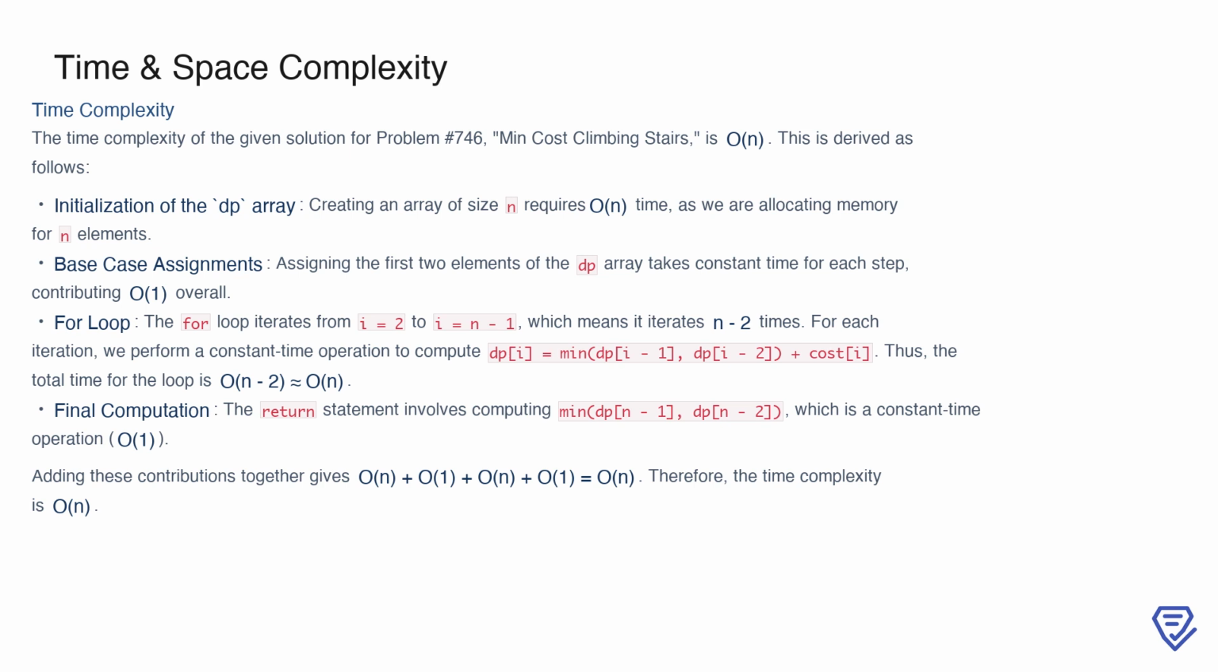Next, we have a for loop that runs from index 2 to n-1, which means it iterates n-2 times. In each iteration, we perform a constant time operation to calculate the value of dp[i], using the formula min(dp[i-1], dp[i-2]) plus cost[i]. When we multiply the number of iterations, n-2, by the constant time per iteration, we get O(n-2), which simplifies to O(n). Finally, the computation of the result using min(dp[n-1], dp[n-2]) is a constant time operation, O(1). Adding all these contributions, O(n) for initialization, O(1) for base cases, O(n) for the loop, and O(1) for the final computation, we get an overall time complexity of O(n).